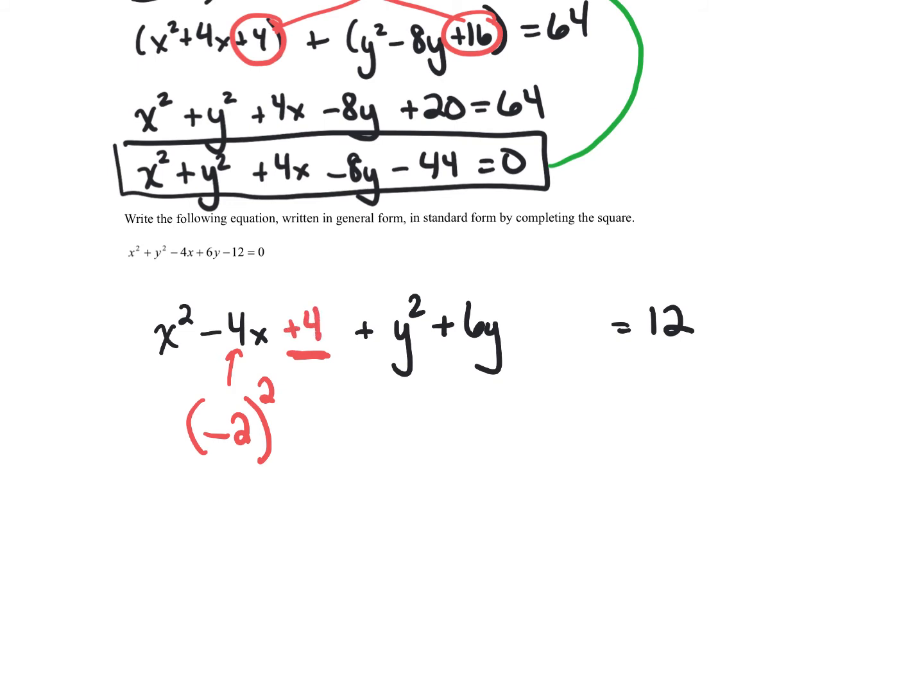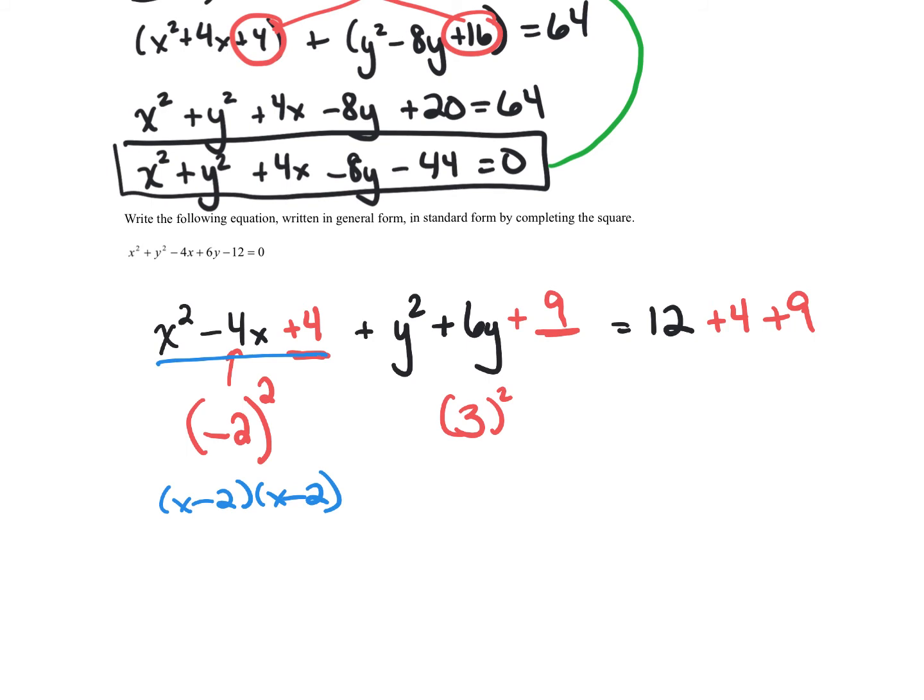So the number I want to add to the x's is 4, but of course I'll have to add it to the other side. And I'll show you why that's important. Same thing for the y's. I want to take half of the 6, which is 3, and I want to square that, which is 9. So I'll add 9 here, and I'll add 9 here. So if you look at these three terms and think about how they factor, two numbers that multiply to 4 and add to negative 4, that's x minus 2, x minus 2.